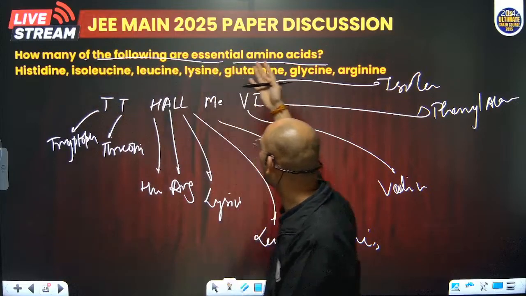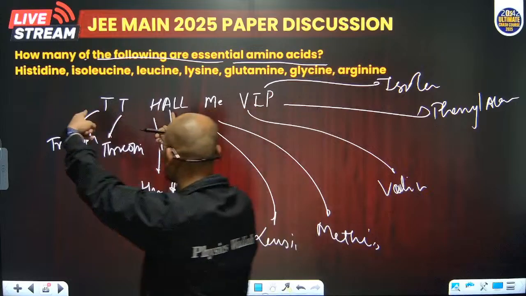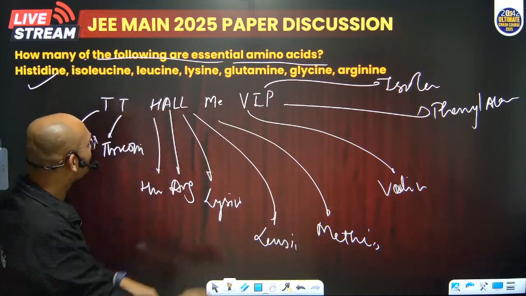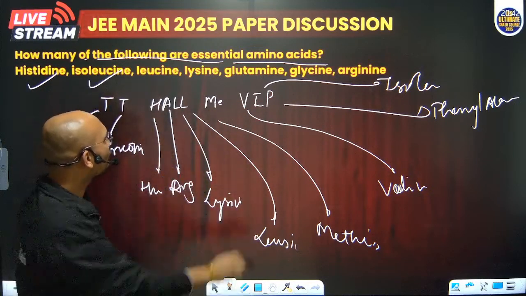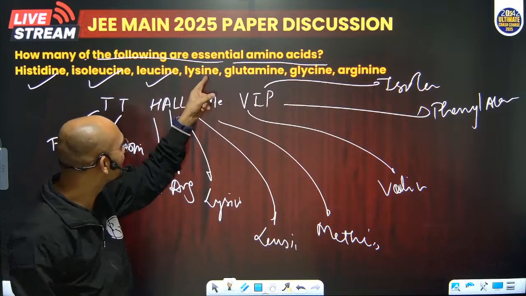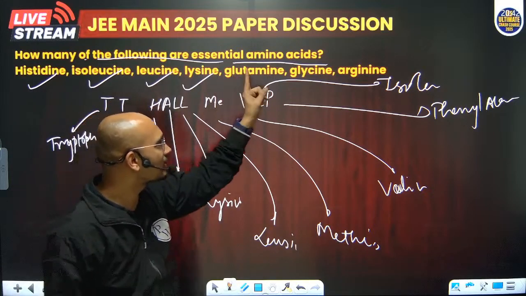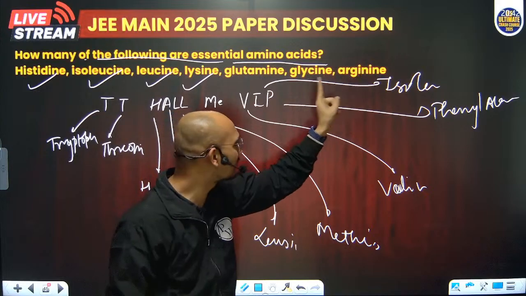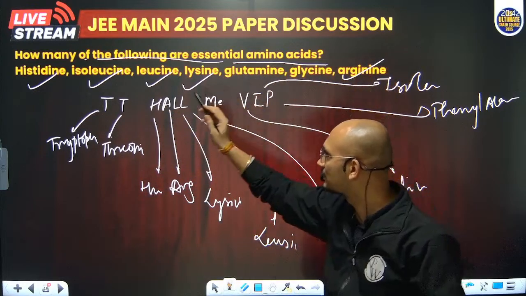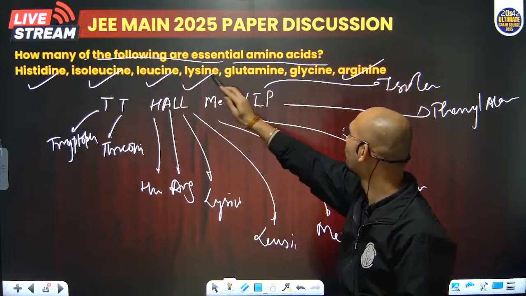So how many of the following are essential amino acids? Histidine is there or not? For sure. Isoleucine is there or not? For sure. Leucine is there or not? Yes, for sure. Lysine is there? Yes. Glutamine is there? No. Glycine is there? No. Arginine is there? Yes. So how many of them will be the answer? 1, 2, 3, 4, 5.